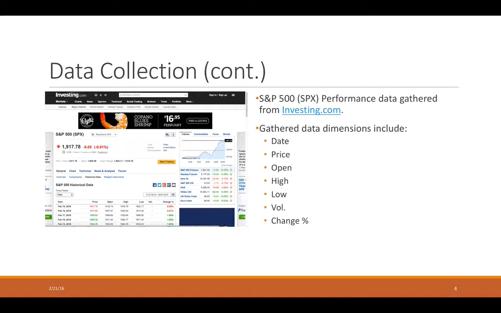As we continue on, I also pulled the S&P 500 data, which was gathered from investing.com. Here we were able to pull similar data, which was the date, price, how much it opened at, how much it went at the highest part of the day, what it was at the lowest part of the day, volume, which, come to find out, didn't really tell anything, as nothing was really annotated in the data, and the percentage of change.